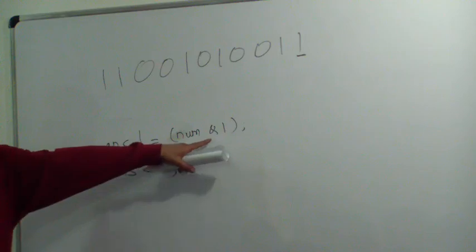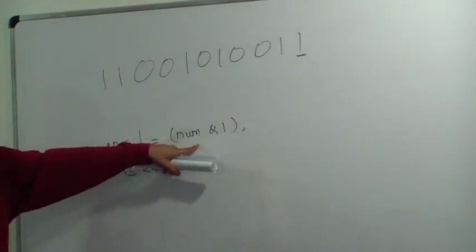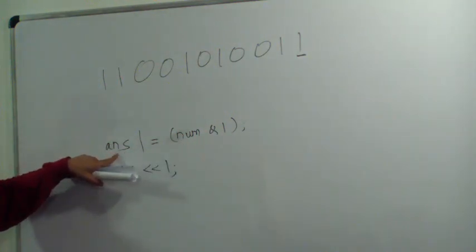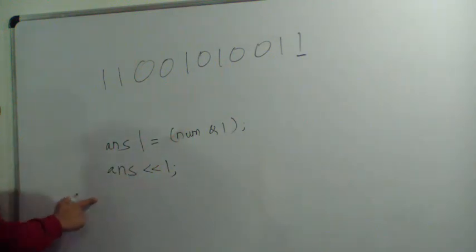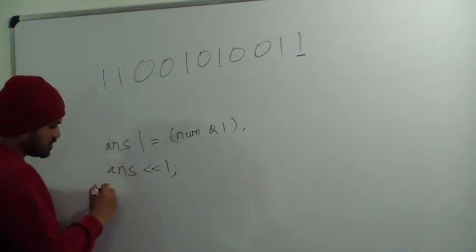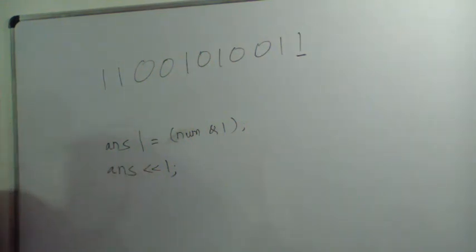You found the last bit. You put it at the end. You left shift by 1. Correct? And then what? You go all the way till number n and n minus 1. N and n minus 1. Are you sure? That's what I said. If you have 1 0 0 1, the first iteration it will become 1 0 0.